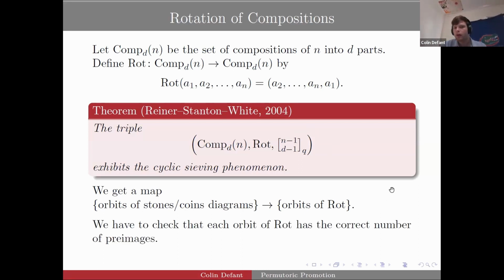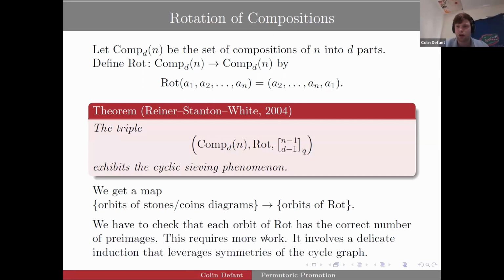The only thing is we have to check that each orbit of rotation actually has the correct number of pre-images under this map. And that is quite a bit more difficult. So that requires a lot more work. I'm not going to go into it in this talk because I'm pretty much out of time. So I'll just say that it involves a sort of delicate inductive argument, and we leverage the symmetries of the cycle graph in a special way. But yeah, it's too much to present here, I guess.